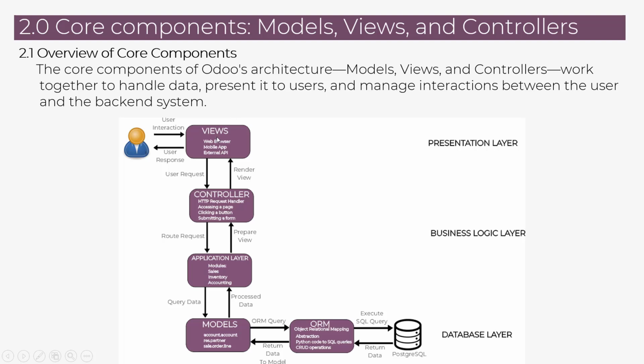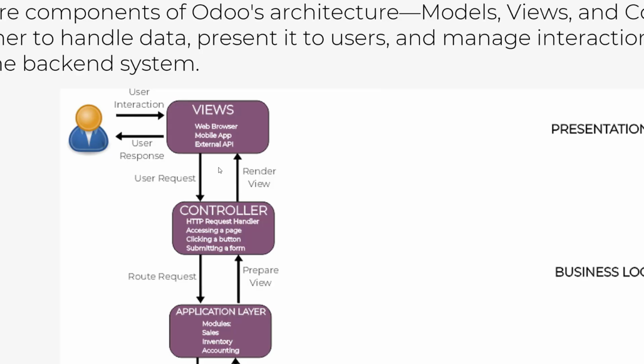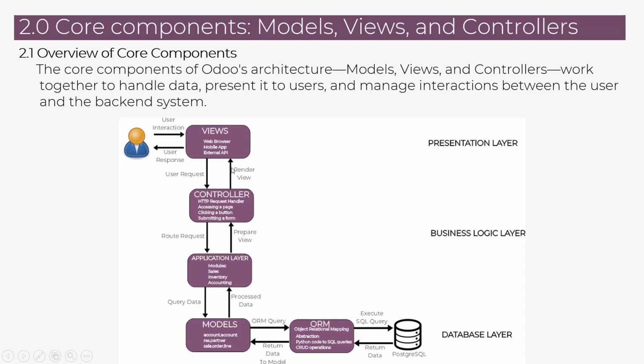So this image just shows us what happens when a user request is done. So say for example a user is running a report from the browser. So a user is interacting with the views through the web browser. So what happens is a user request is sent from the views to the controller. So the controller handles the HTTP request handler, and then it does a routing of the request, which is sent to the application layer where the module, for example the sales module is.